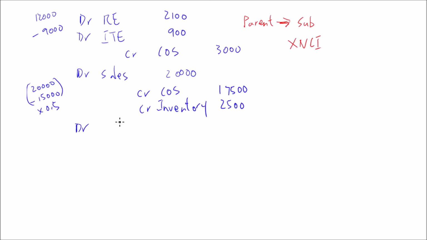Okay, so for a current year transaction, we also need to recognize the deferred tax as well. So 30% of that unrealized profit, 30% of 2,500 is 750. So we want to credit income tax expense, 750.